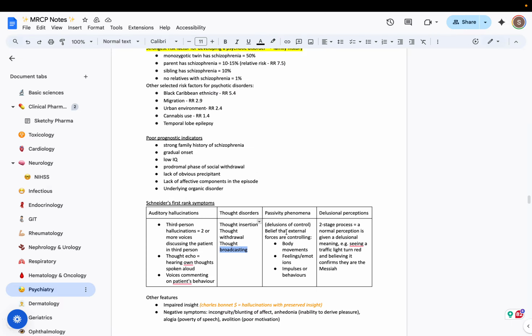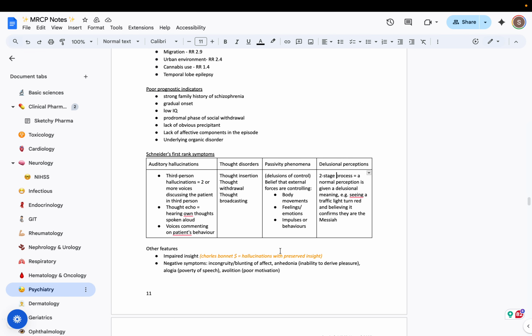Believing that external forces are controlling your body movements, your feelings and emotions, your impulses or behaviors. This is delusion of control. And then delusion of perception is a two-stage process. There's a normal perception, but it's given a delusional meaning. For example, seeing a traffic light turn red and believing it confirms they are the Messiah.